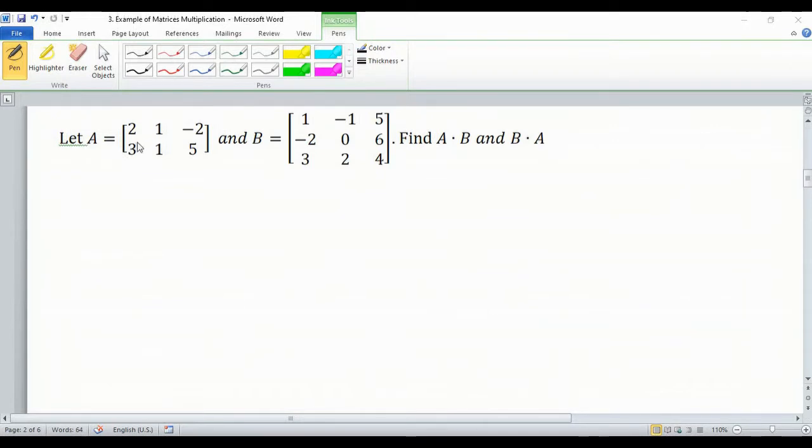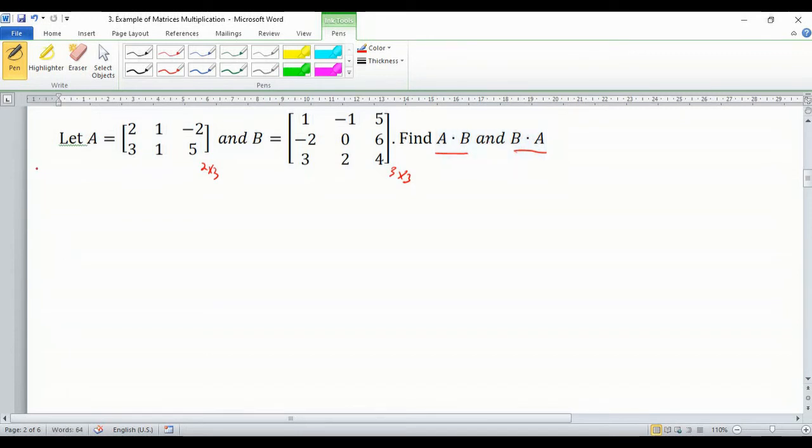Let A be a matrix with the entries 2, 1, -2, 3, 1, 5, which has dimension 2 by 3, and matrix B with the entries 1, -1, 5, -2, 0, 6, 3, 2, 4, with dimension 3 by 3. You need to find AB and BA, and then make a conclusion after that.